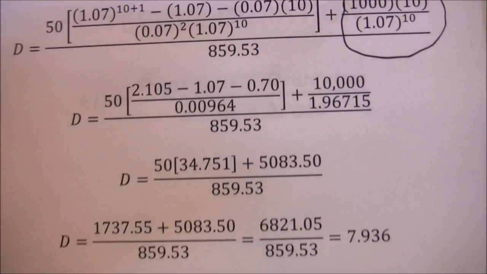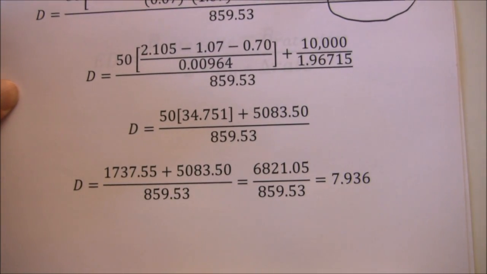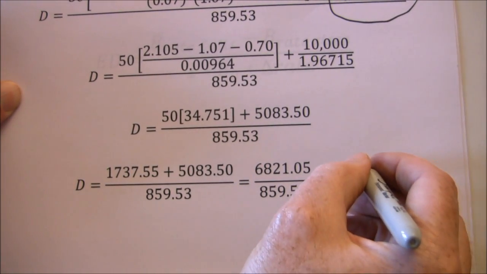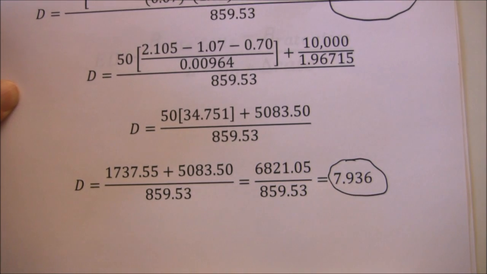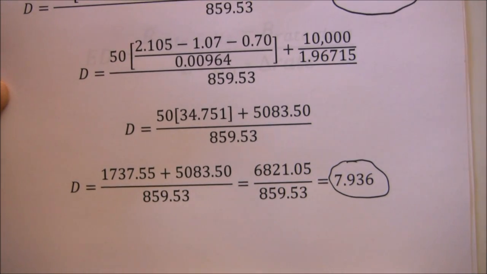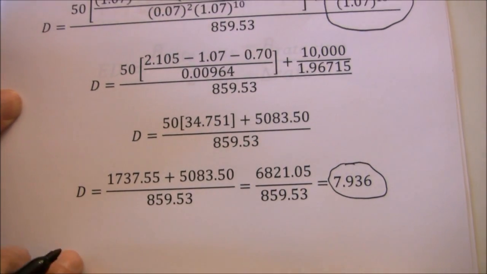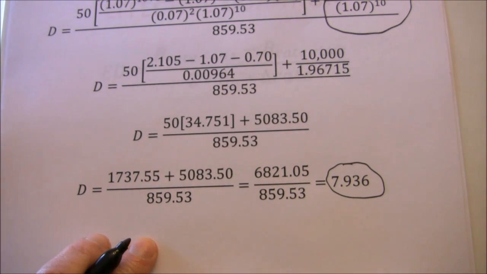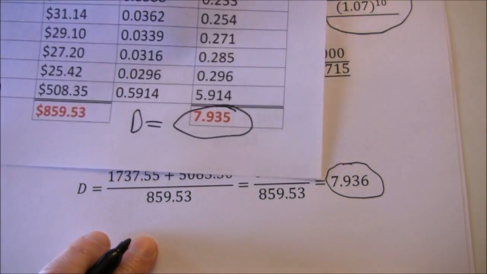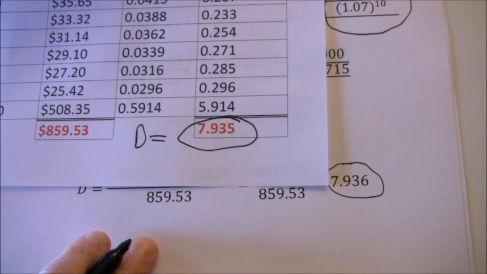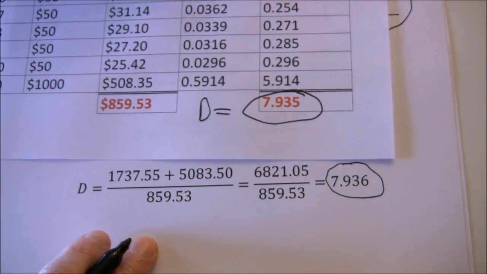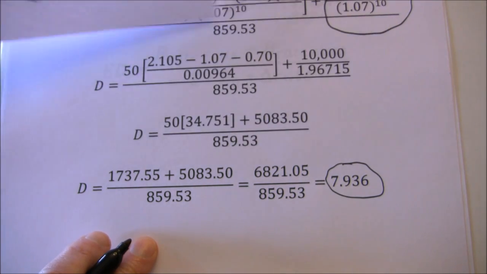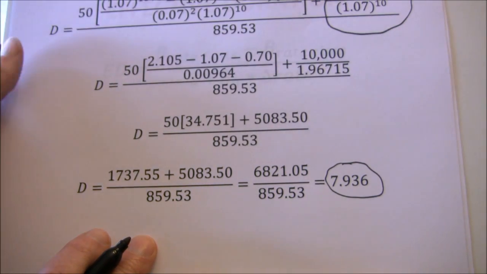Again, keep working through the calculations, and ultimately I'll get down to my final answer. Duration is 7.936 years. Now note, that's essentially the same thing we came up with in our previous approach. Our last approach, we said the duration was 7.935 years. Now we've got 7.936 years. It's just a rounding difference. So either way works fine.